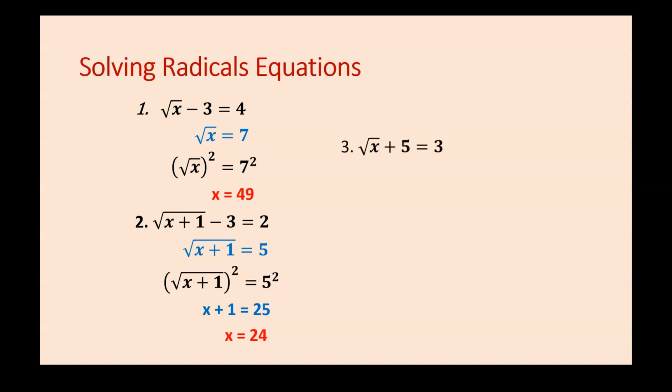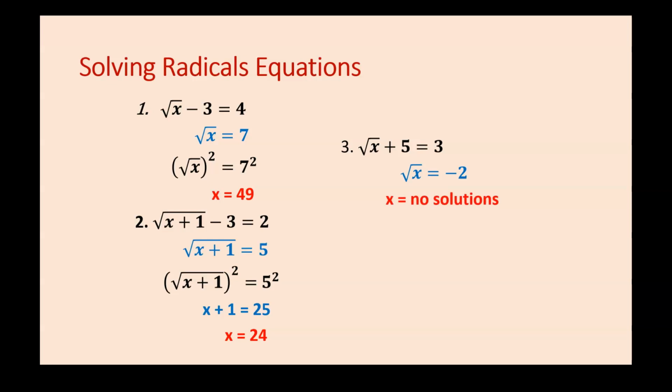Our next equation. We have the square root of x plus 5 equals 3. Again, rule number 1, get the radical by itself. And when I subtract 5 from both sides, I get the square root of x is equal to negative 2. Okay. So here is where we can automatically stop. There is no solution for x.